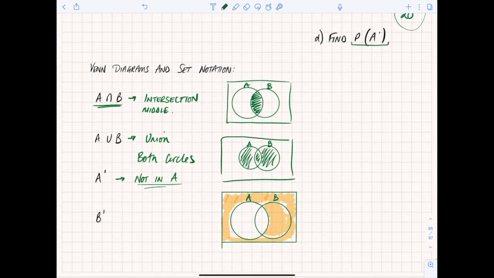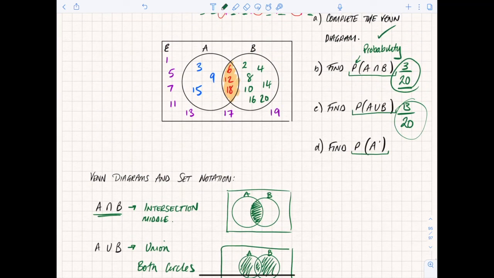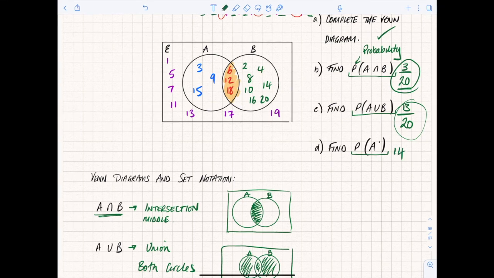Okay, so let's go back up here and look at this. It says probability of not in A. Okay, well, that's in A, that's in A, that's in A, that's in A, that's in A, and that's in A. So all of these can't be included in it. So what we're now looking at is all of these numbers here and these green ones. So we're looking at the purple and the green numbers. Well, that's 1, 2, 3, 4, 5, 6, 7, 8, 9, 10, 11, 12, 13, 14. So that would therefore be 14 out of 20.